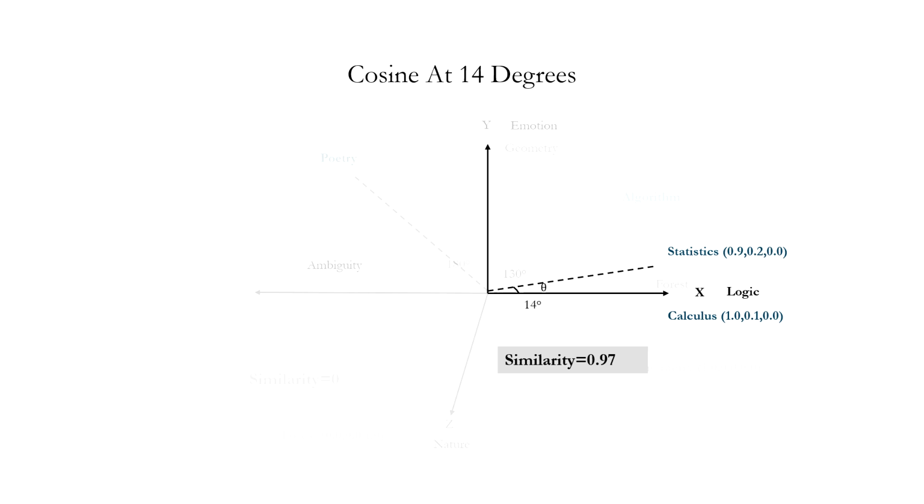Now we see cosine at 14 degrees, right? We've got the words statistics and calculus, with these two vectors. And we see that these two vectors are very similar, right? It's 0.97. Okay, and that makes sense, right?